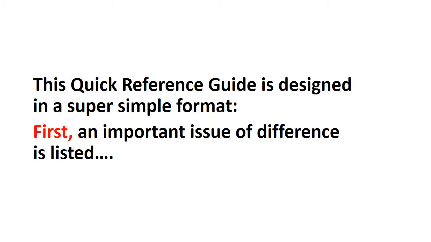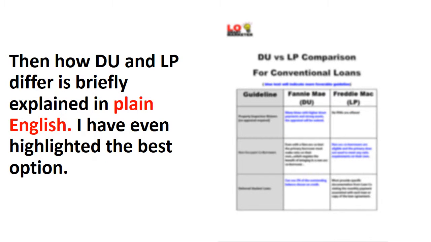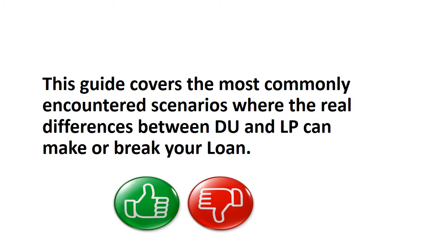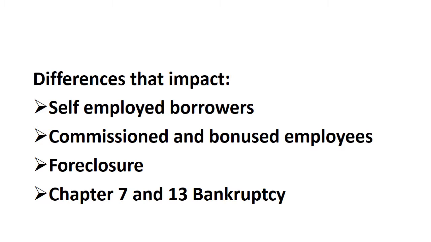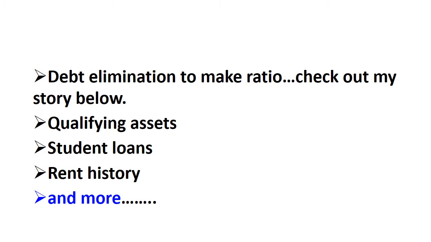Now, this quick reference guide is designed in a super simple format. First, we take an important issue of difference and we list that. Then, how DU and LP differ is briefly explained in plain English side by side, and I've even highlighted the best option for you. Now, this guide covers the most commonly encountered scenarios where the real differences between DU and LP can make or break your loan. Differences that impact self-employed borrowers, commissioned and bonused employees, foreclosure, Chapter 7 and 13 bankruptcy, debt-to-income ratio.